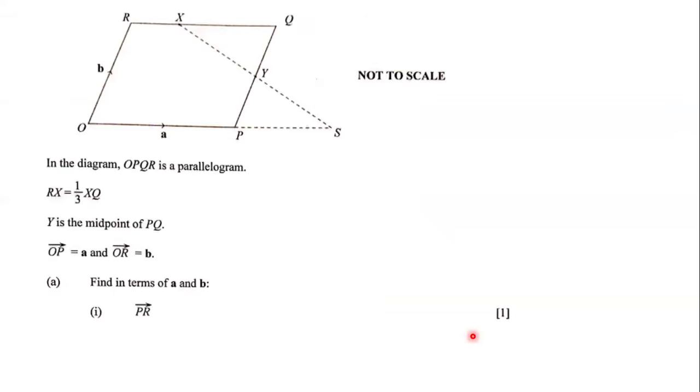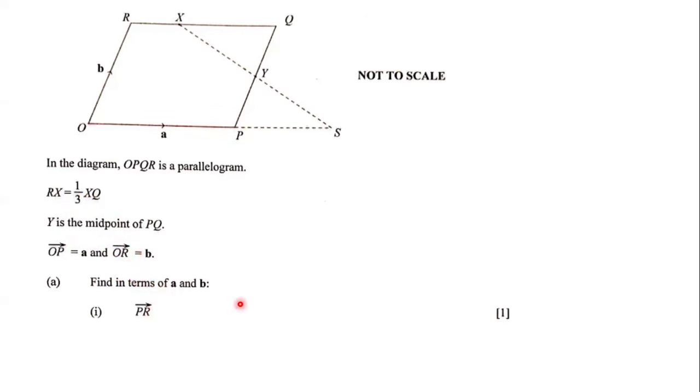Now let's move on to this particular question. This is vectors. And it says, in the diagram, OPQR is a parallelogram, and RX is equal to a third of XQ. Y is the midpoint of PQ. OP is equal to A, and OR is equal to B. Find in terms of A and B, the vector PR.